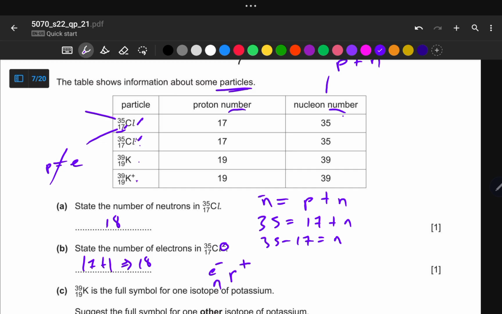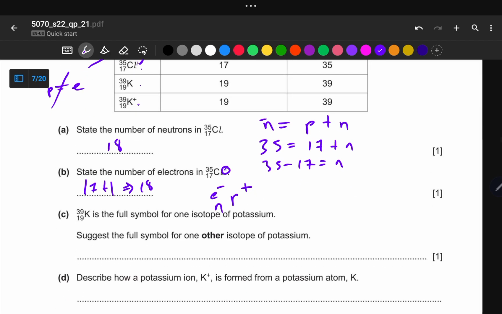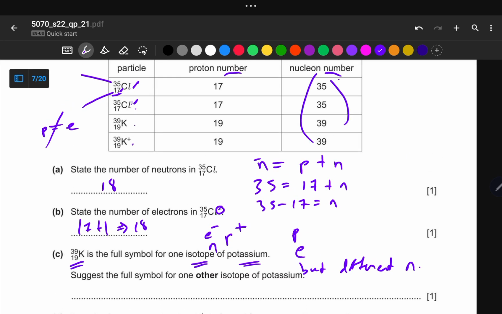And we go on to the next part, which says potassium is the full symbol for one isotope. So this one is the full symbol for one isotope of potassium. We defined isotopes as atoms of the same element with the same number of protons, same number of electrons, but different number of neutrons. This simply means they are going to have different nucleon numbers. Why? Because the number of neutrons will affect this number, so the mass number is going to be different since the nucleon number is equal to mass number.